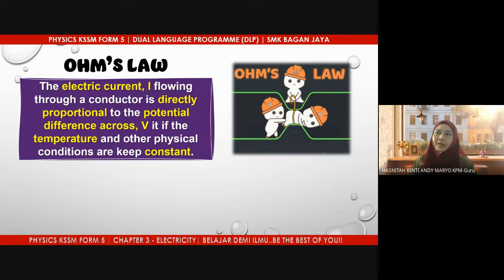Okay, so Ohm's law says the electric current flowing through a conductor is directly proportional to the potential difference supplied, provided that the temperature and any other physical conditions are kept constant. It means that when the potential difference increases, the current flowing through the conductor will also increase. Okay, students, you can write this Ohm's law on the first page of your module.